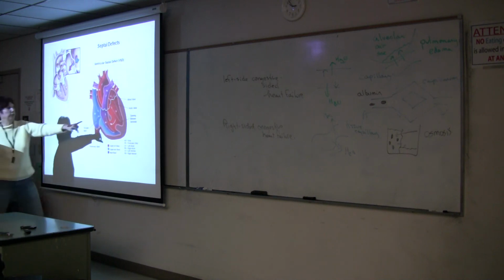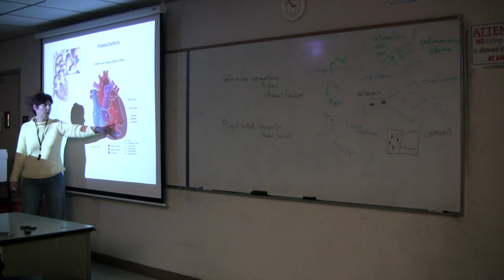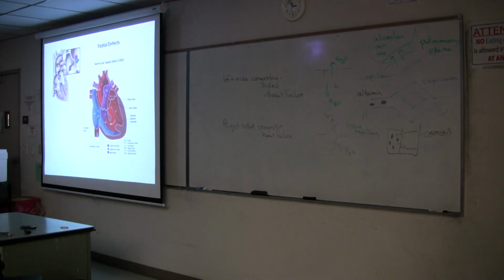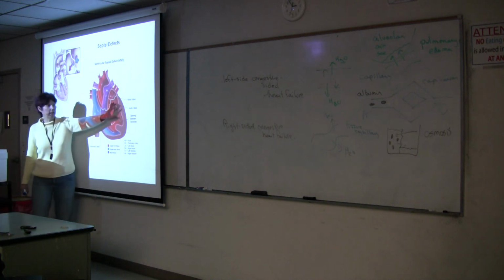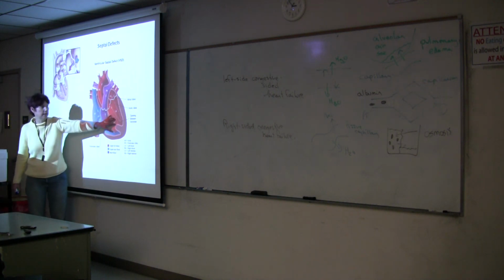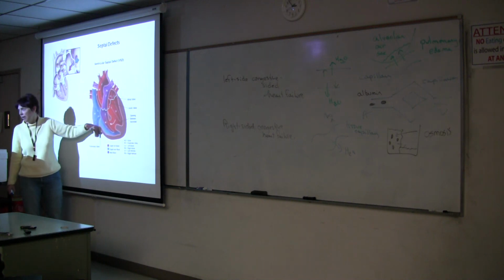Here is a ventricular septal defect. All right? So there's a hole in the interventricular septum. And again, pressure is greater on the left side going out the aorta than it is going to the lungs. So oxygenated blood, instead of going to the body, is going to be shifted over to the lungs.